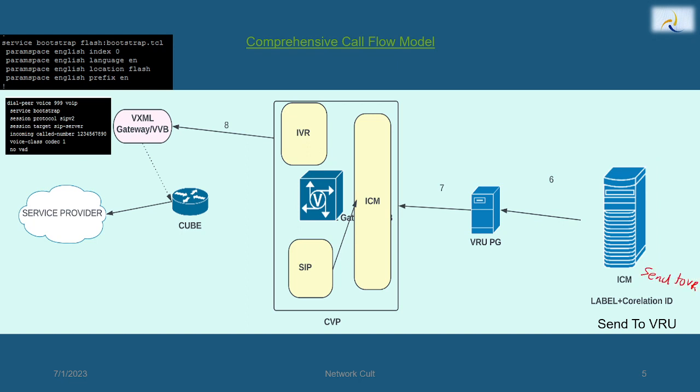Send to VRU node is sending the call back to the CVP call server. While going back, it is taking the label and the correlation ID. If you remember, in the dial number configuration, I showed you about the default label. So it can take the default label that is configured in the dial number, that is 7777 10 times 7, plus the correlation ID, that is 1001.